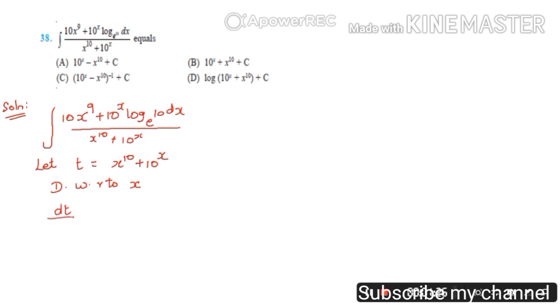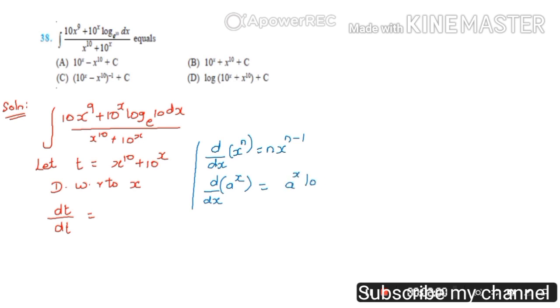Differentiate with respect to x. So dt by dx is equal to the derivative of x power 10, which gives 10 x power 10 minus 1. First let me write the formula. d by dx of x power n is equal to n x power n minus 1. That is the differentiation of x power n. And the other formula we are going to see here is the differentiation of a power x. That is d by dx of a power x, the value is a power x log to the base e a.